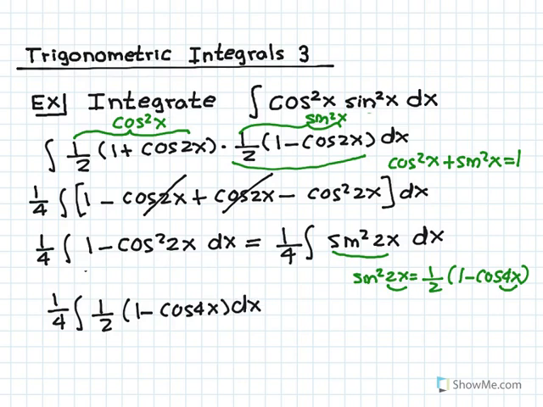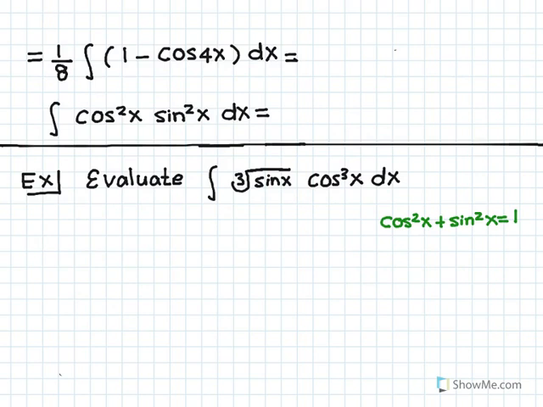dx. Now 1/4 times 1/2 is 1/8. We can just pull that out of the integral. We get 1/8 integral 1 minus cosine 4x dx. All right, so what we have is 1/8 integral 1 minus cosine 4x dx. Let's integrate this. Integral of 1 is just going to be x, and integral of cosine 4x is going to be sine 4x divided by 4. We're reversing the chain rule. We're applying the substitution technique, plus c.